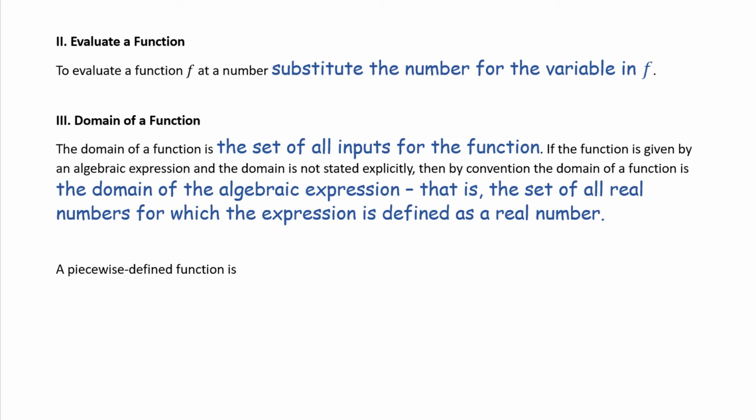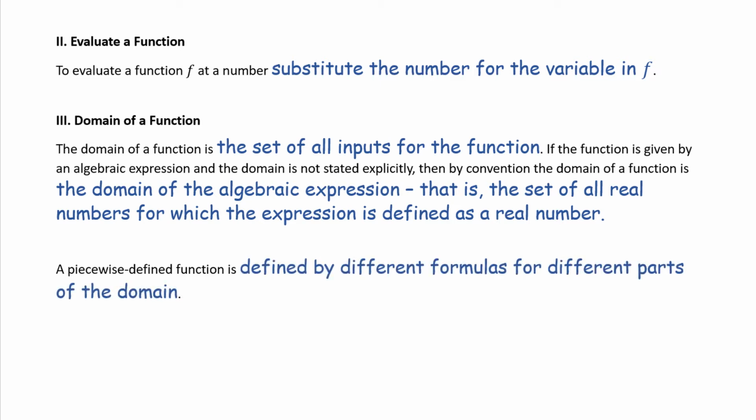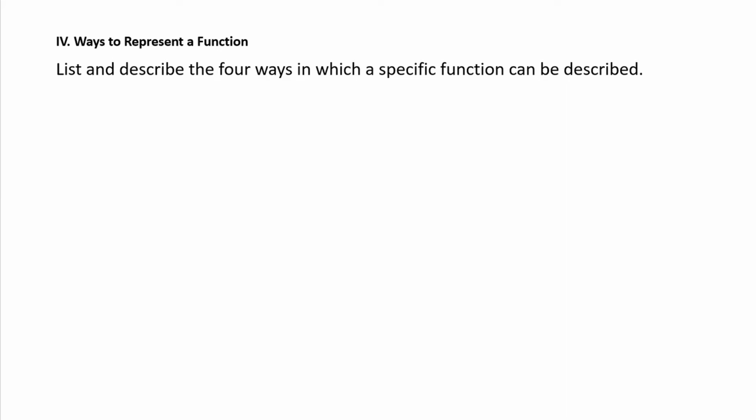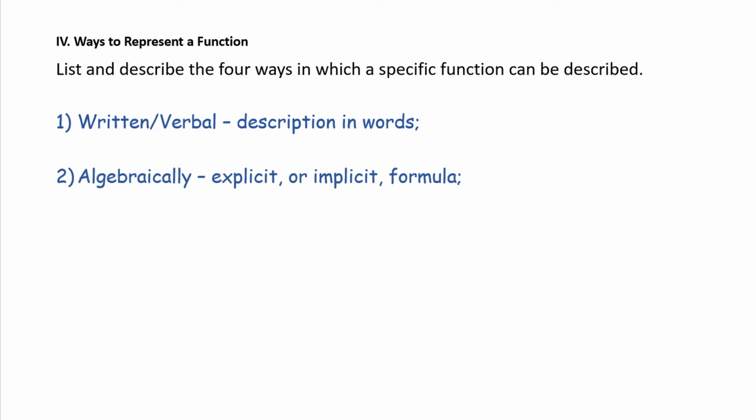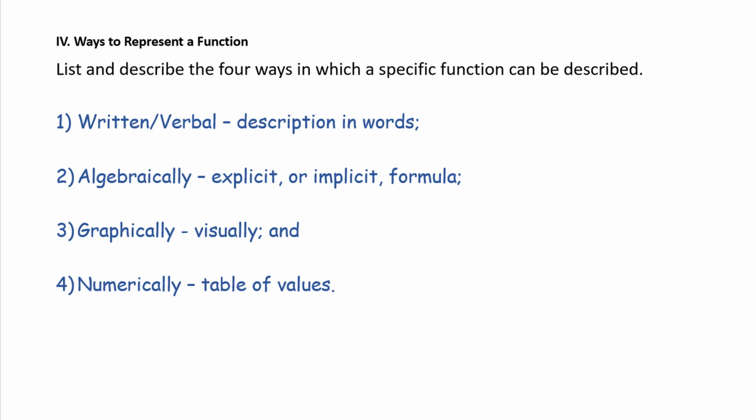A piecewise function is defined by different formulas for different parts of the domain. And 4. List the ways to represent a function. List and describe the 4 ways in which a specific function can be described. 1. Written or verbal, that is, description using words. 2. Algebraic, explicit or implicit formulas. 3. Graphically, that's a visual representation. And 4. Numerically, and that often involves using a table of values.